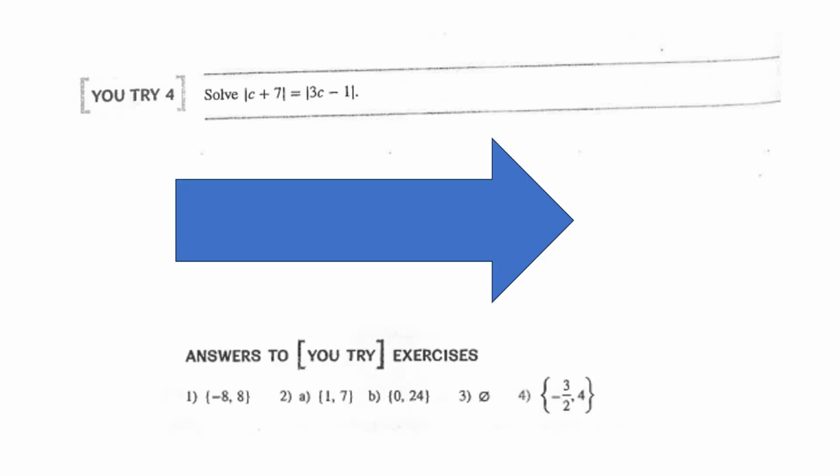Here's one for you to try to solve. Solve the absolute value of c + 7 is equal to the absolute value of 3c - 1. So pause the video and try to solve the problem. And then after you've solved the problem, come back and listen to the video to see how you did. So pause the video. Let's see how you did. And the answer to this You Try 4 is going to be, you should have gotten -3/2 and 4.